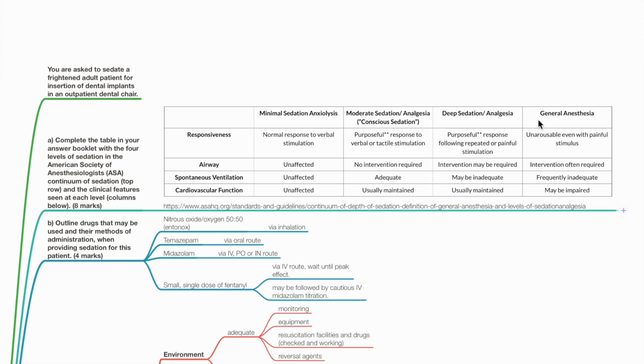During general anesthesia, the patient is unarousable even with painful stimulus, airway intervention is often required, spontaneous ventilation is frequently inadequate, CVS function may be impaired.